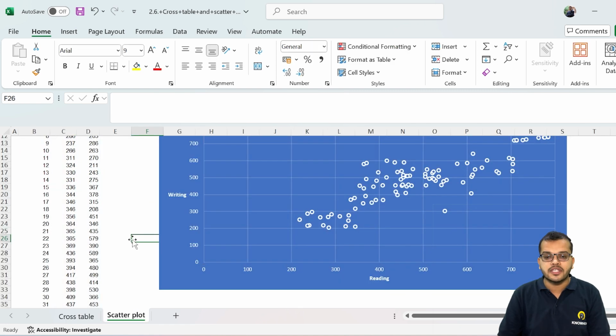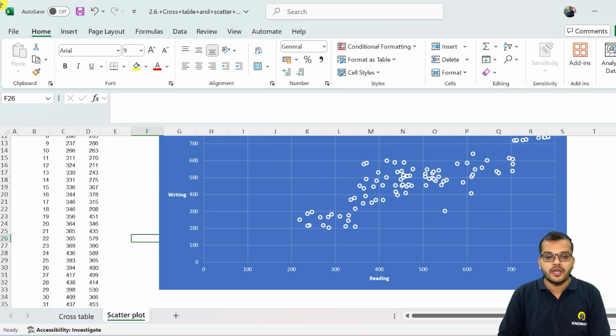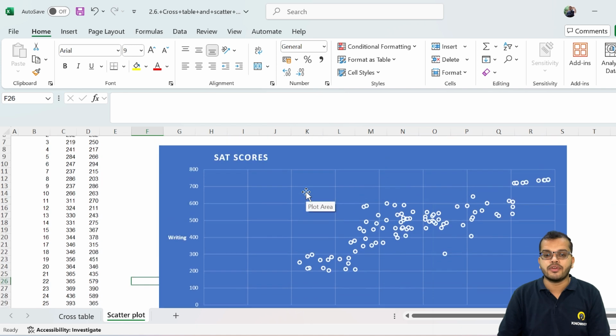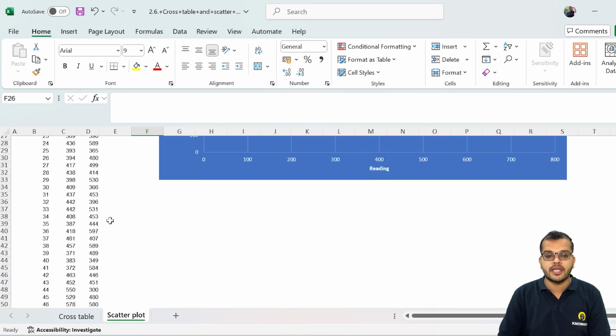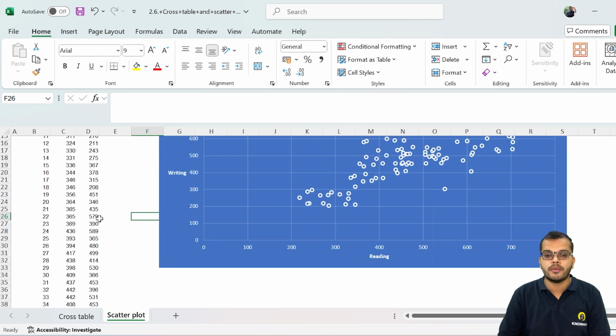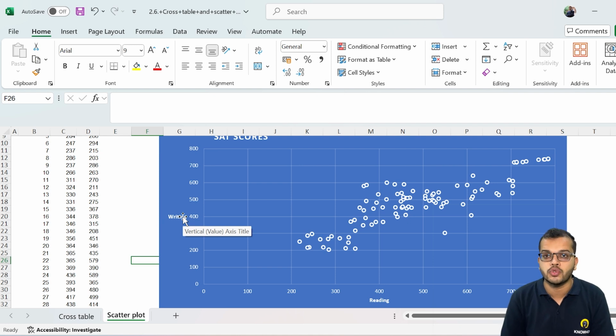Here I have some information, the information of students who are good in reading: how many people are in reading and how many people have got marks in writing. We have that information here. Can you see this? It is all numerical data. This numerical data, we are trying to represent in the form of a visual. That's where the scatter plot comes into the picture.